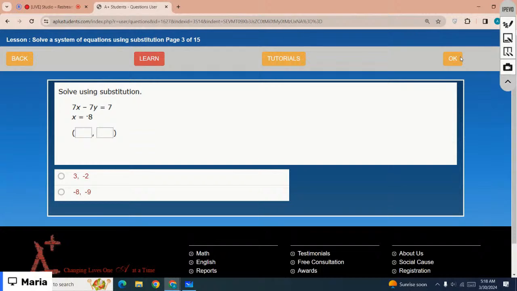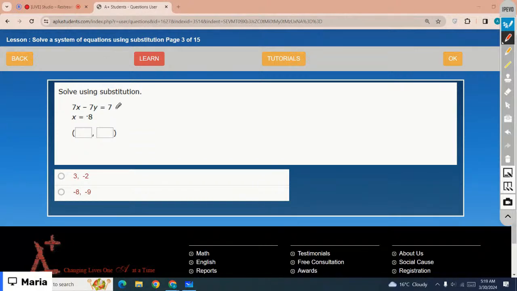7x minus 7y equals 7 and x equals negative 8. So here the variable x is isolated, right? Simply substitute the value of x in equation number 1 and solve for y. 7 times negative 8 minus 7y equals 7. 7 times 8 is 56, so negative 56 minus 7y equals 7. Move negative 56 to the other side, that is negative 7y equals 7 plus 56.